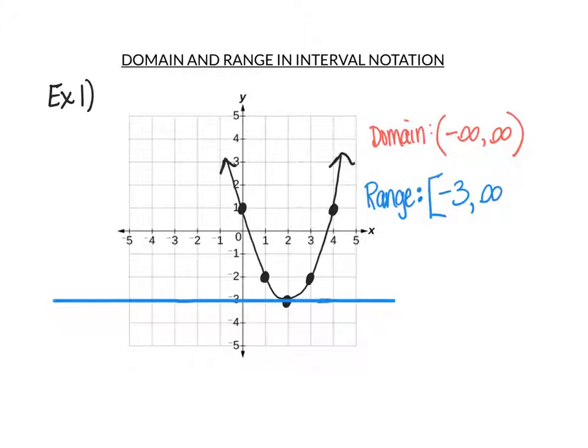Now, let's think about, again, what we had said with infinities. Is there any way to contain infinity? And the answer is no. So because we cannot say that infinity is the end number or the highest number that this graph is going to go up to, because, again, this graph goes on forever, then we do not put a bracket. Instead, we're going to put a parenthesis here. And so that is the domain and the range for this particular example in interval notation.